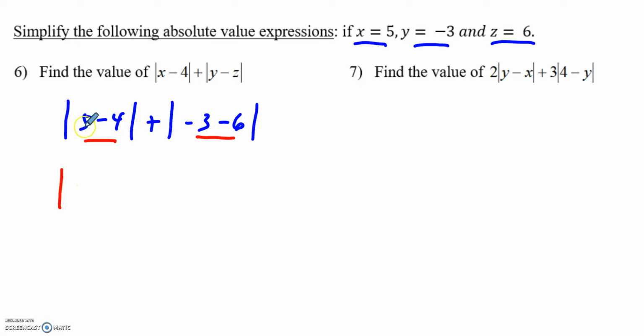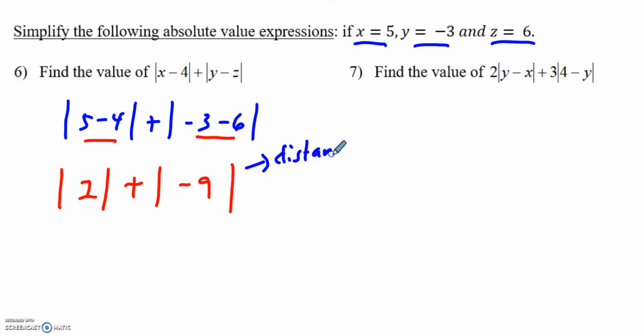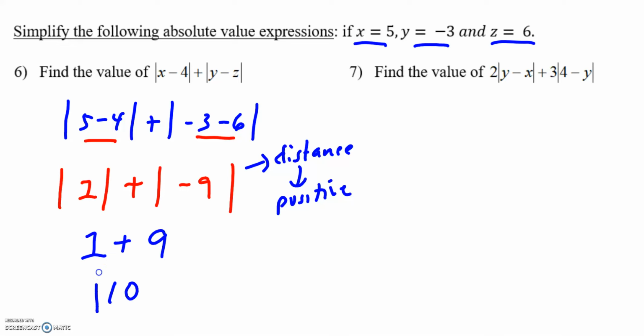So we'd have the absolute value of 5 minus 4, absolute value of 1, plus the absolute value of negative 3 minus 6 is negative 9. Remember that absolute value, again, means distance, and distance is always positive. So if I take the absolute value of positive 1, the answer I get out is positive 1. If I take the absolute value of negative 9, distance is always positive, so that is really a positive 9. So if I add my like terms, my final simplified answer is 10.